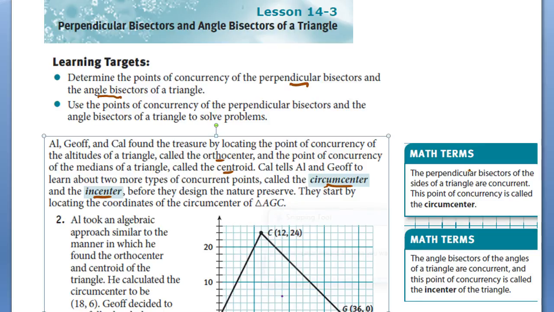So to find the circumcenter, we would find the perpendicular bisectors of the sides of the triangle. The incenter. The angle bisectors of the angles of the triangle are concurrent, and the point of concurrency is called the incenter. So to find an incenter of a triangle, we would need to find its angle bisectors. Okay, let's work with these today.